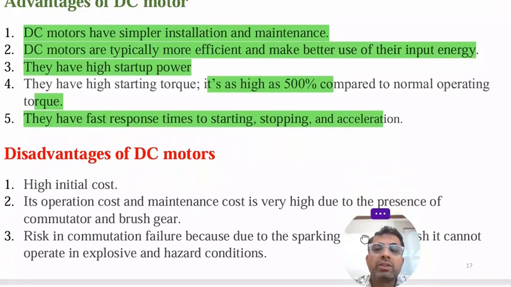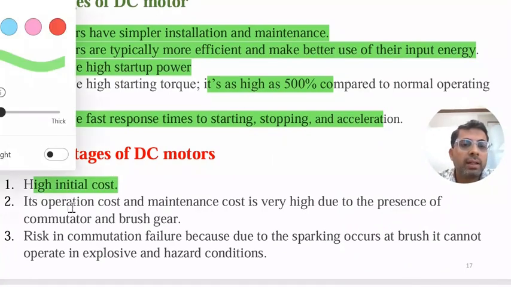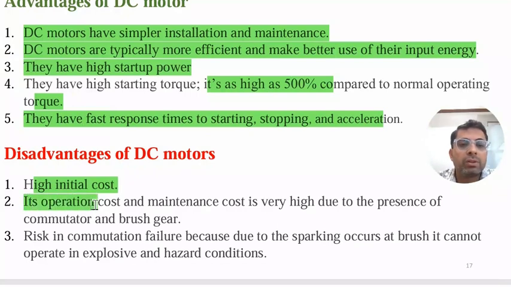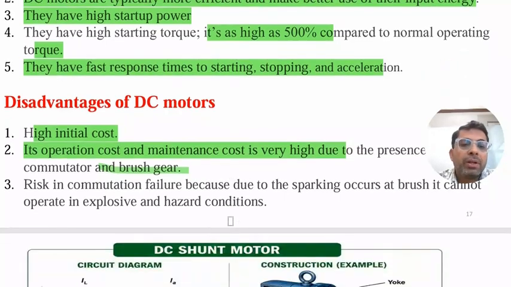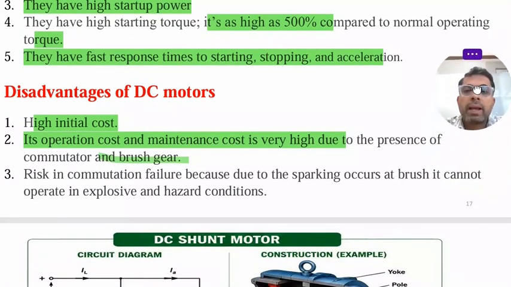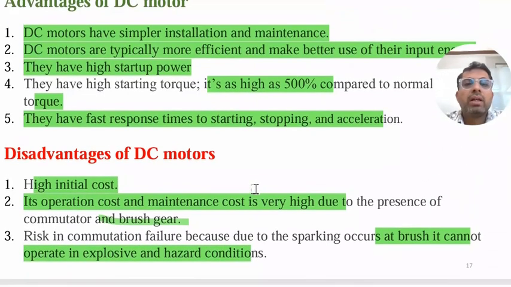What are the disadvantages of the DC motor? High initial cost. Its operation and maintenance costs are also very high due to the presence of the commutator and brush gear. There is a risk of commutation failure because sparking occurs at the brushes, and it cannot operate in explosive hazard conditions. So these are the advantages and disadvantages of the DC motor.